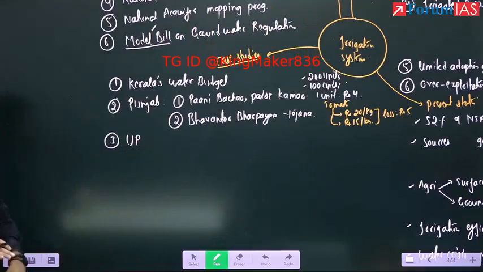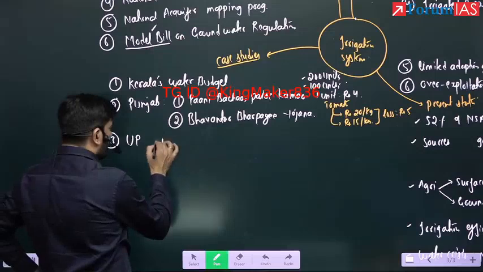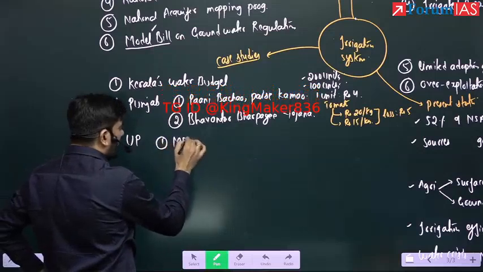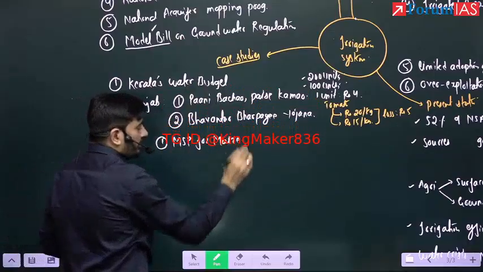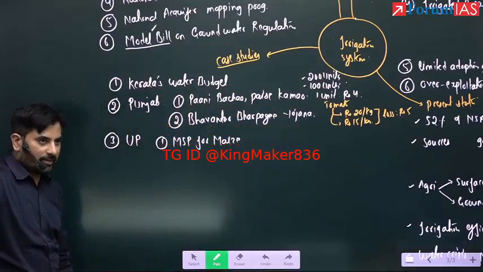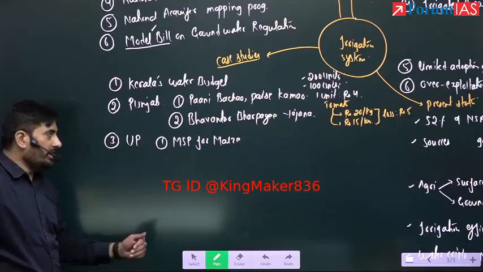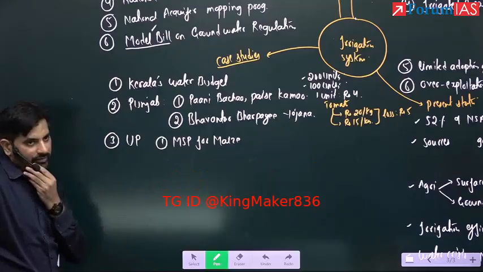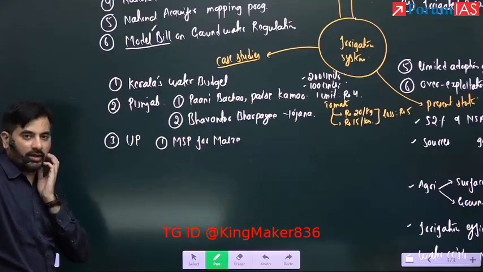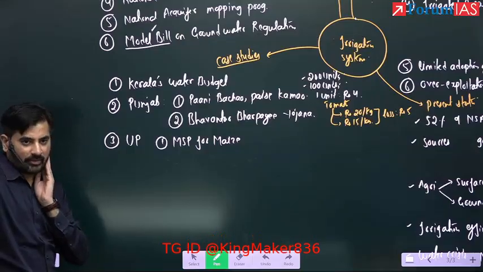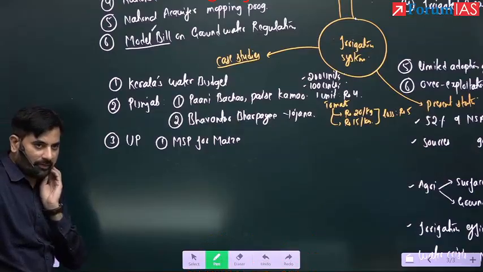UP government. In UP, they have started declaring MSP for maize, MSP for maize separately, which will in turn encourage farmers, especially in western UP, to shift from sugarcane to more of maize. And you must understand, maize is a less water intensive crop.